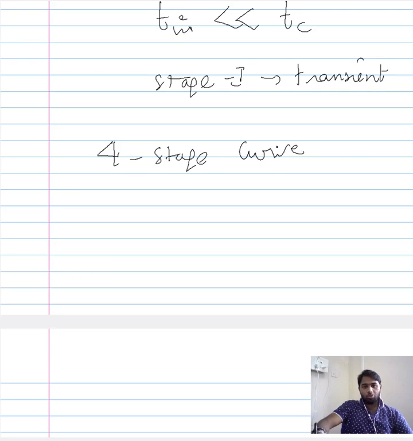So ultimately what you have is a 4-stage creep curve, and when you want to say that the material is so instantaneous that the time taken for the instantaneous creep is very much insignificant compared to the overall creep time, then you could very well say that stage 1 is correspondingly not significant, and it is not represented in the curve.